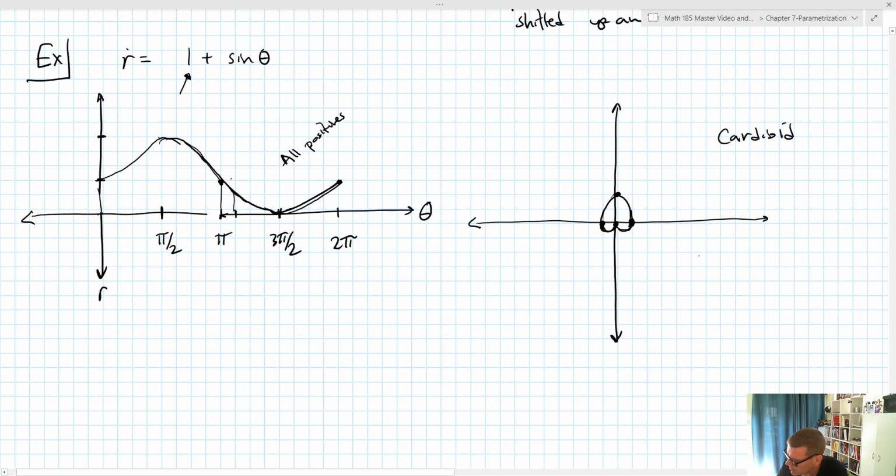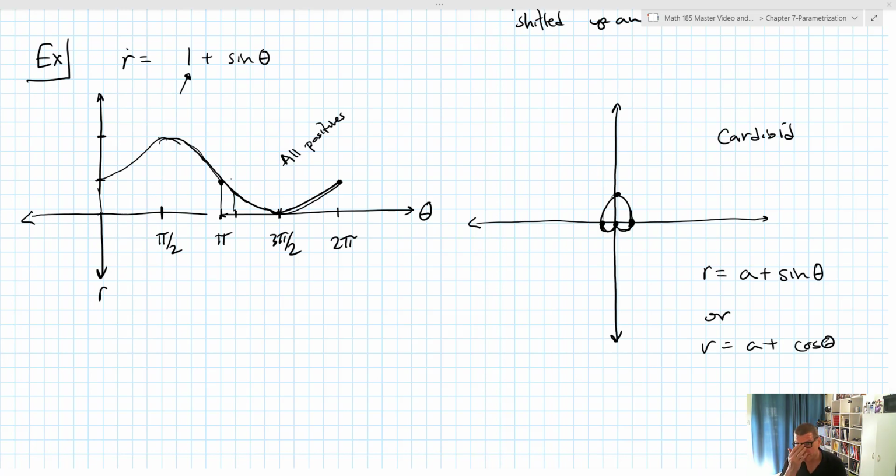And a cardioid is represented as r equals a plus sine theta, or r equals a plus cosine theta, depending upon where your heart is. In this case, we have a plus sine theta. It's pointing upwards because that 1 is positive, and it's kind of like an up-down. On the other hand, if we had utilized cosine theta, it would have been turned on its side.